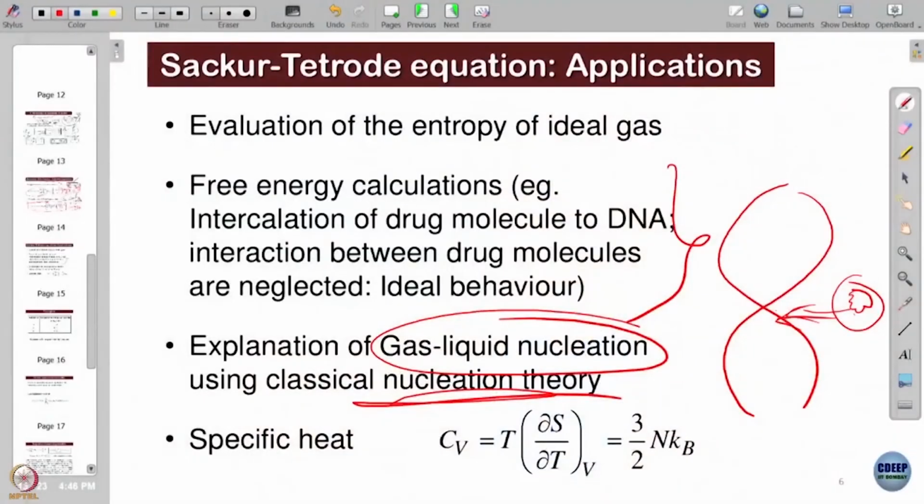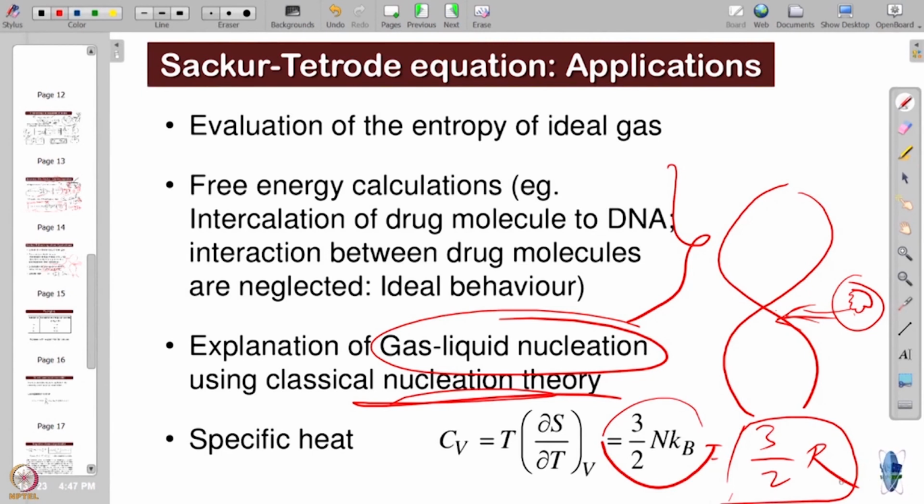Now finally, to end this part, the specific heat we know is 3 by 2 R, and that is very trivially derived now. If you take CV equal to T dS/dT, go to the Sackur-Tetrode equation and do the dS/dT, you will find that it just becomes 1 over T times N kBT, the T cancels, and you get CV equal to 3 by 2 R, along with the ideal gas law PV equal to RT. CV equal to 3 by 2 R, and CP is 5 by 2 R.